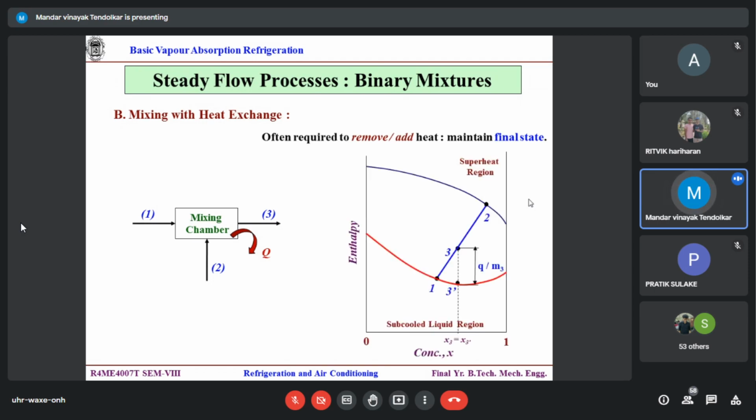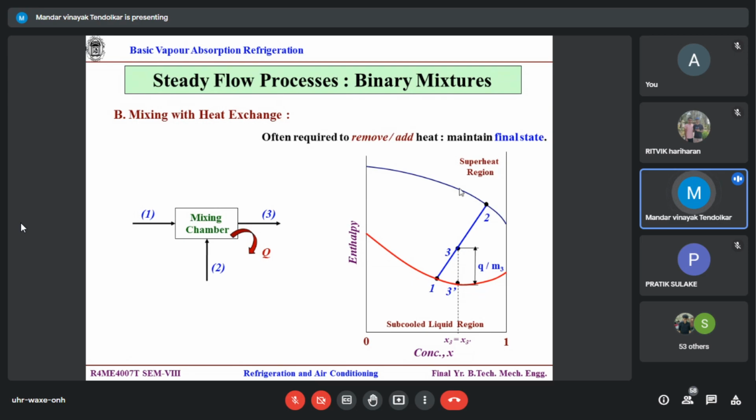So say state 1 is liquid, state 2 is somewhere in vapor, plus state 3 somewhere in between, in the two phase region. Then I may ask the question in a way, let's say this is your state 3: how much heat is to be rejected to bring the solution back to the liquid line? Or how much heat is to be added to bring the solution to the vapor line? Done.